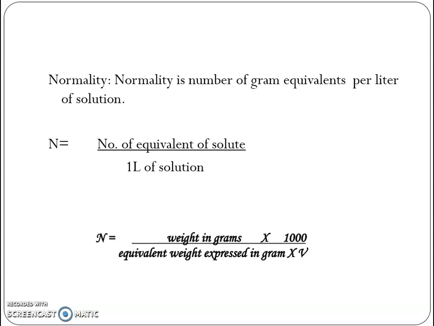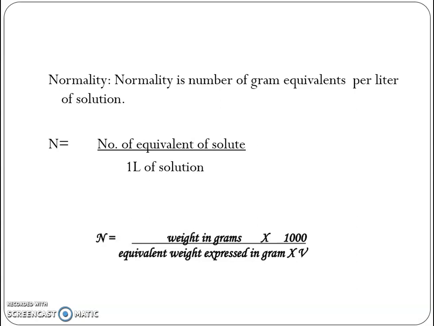Next term is normality. Normality is the number of gram equivalents per liter of solution. You can see the formula: number of equivalents of solute divided by the liters of solution. Or instead of number of equivalents of solute, you can write weight in grams divided by equivalent weight expressed in gram, into volume. So if again volume is in ml, you will put 1000 in the numerator.